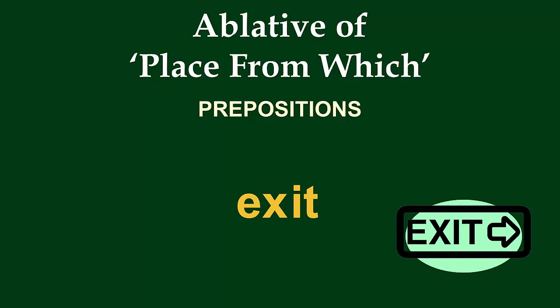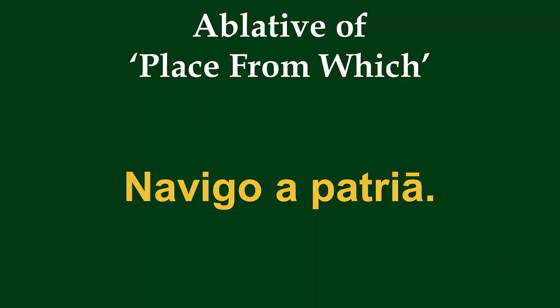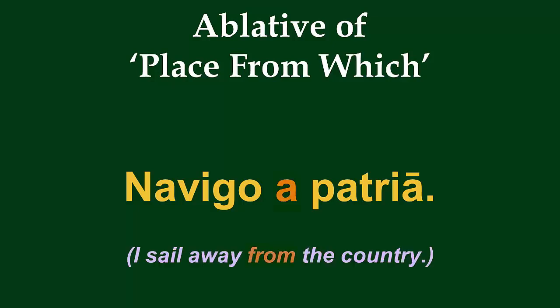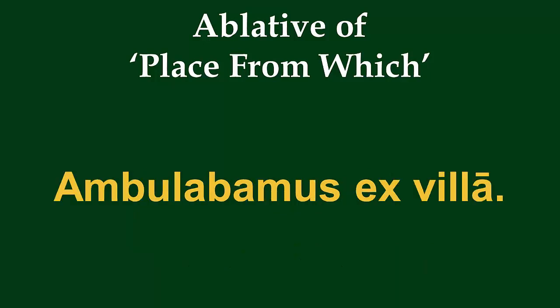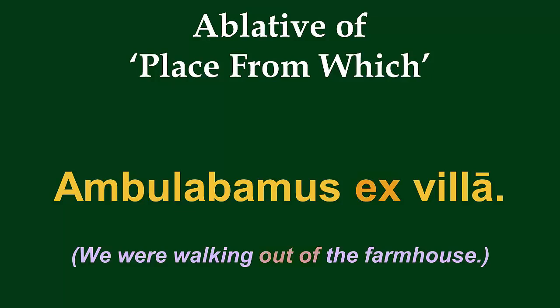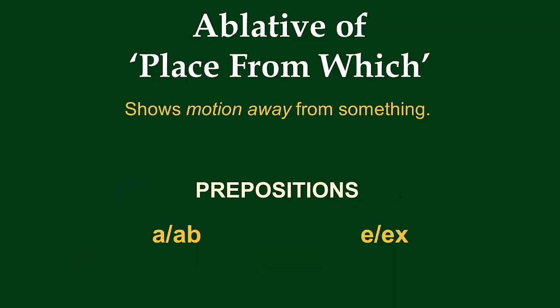Cool. So let's look at a few examples. Navigo a patria means I sail away from the country. Ambulabamus ex villa means we were walking out of the farmhouse. And that's it. You will see more examples in the following exercises, and you'll also have the chance to practice forming and translating the ablative of place from which.